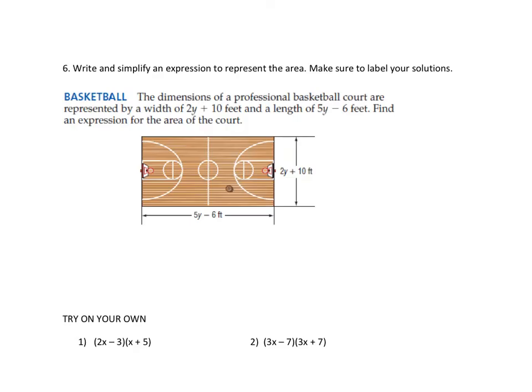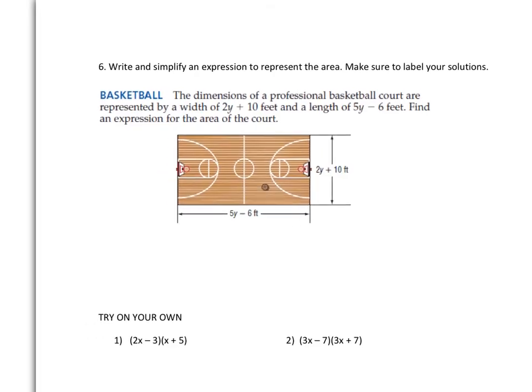All right, so now if I look at this problem, it says write and simplify an expression to represent the area. Make sure to label your solution. The dimensions of a professional basketball court are represented by a width of 2y plus 10 feet and a length of 5y minus 6 feet. Find an expression for the area of the court. All right.